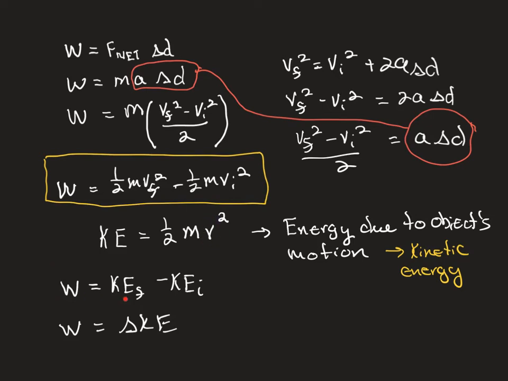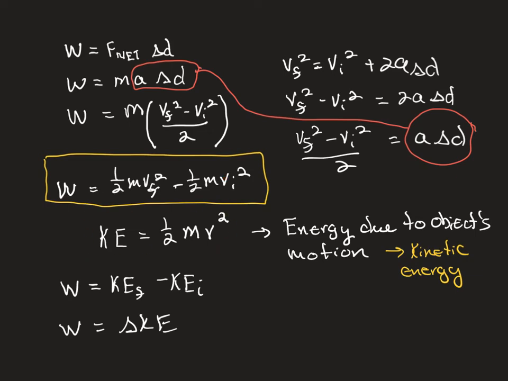So we can say work equals kinetic energy final minus kinetic energy initial, or work equals the change in kinetic energy. So this allows us to see that if we do work on an object, it has a change in velocity or a change in kinetic energy.